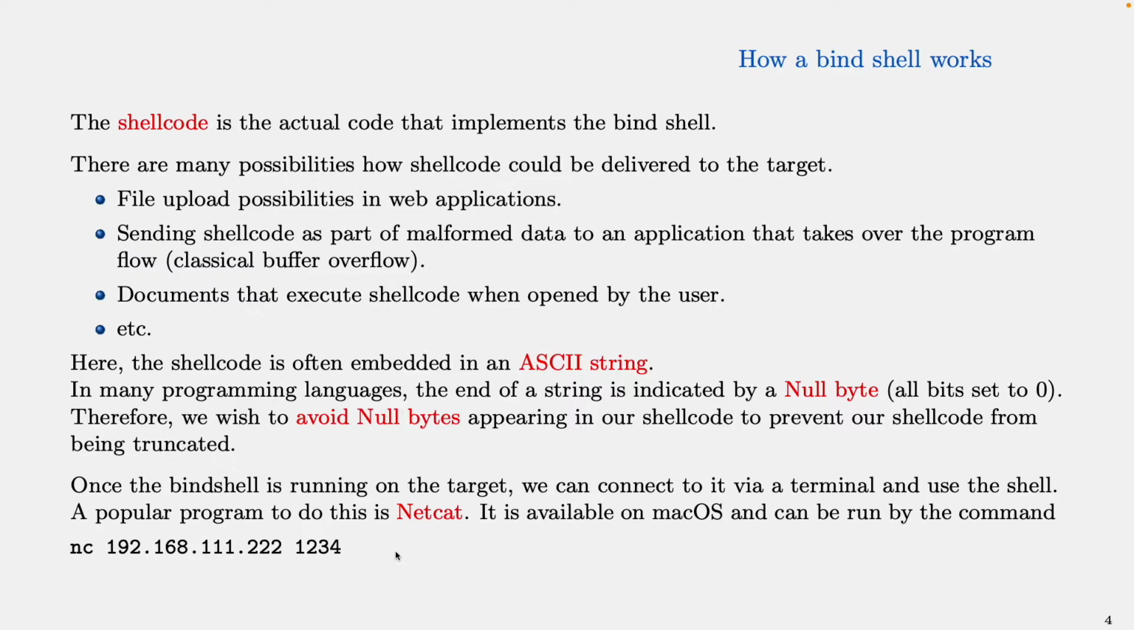And once we got our bind shell up and running on the target, we can use tools such as the famous netcat in a terminal to connect to the target, to our shellcode. And our terminal on our machine will then present us with a shell on the target machine. And the command to do this is nc, IP address of the target machine and port number of our bind shell process. And netcat is by default available on macOS, at least in its BSD version. So we can use that without having to install anything else. And next we will take a look at how a bind shell is written in assembly on macOS.